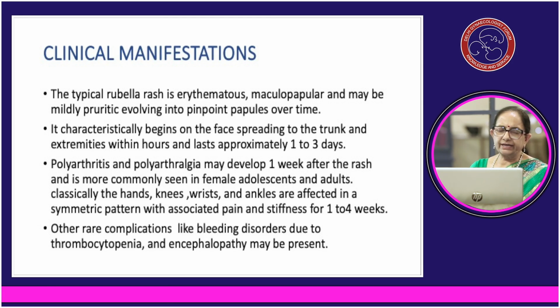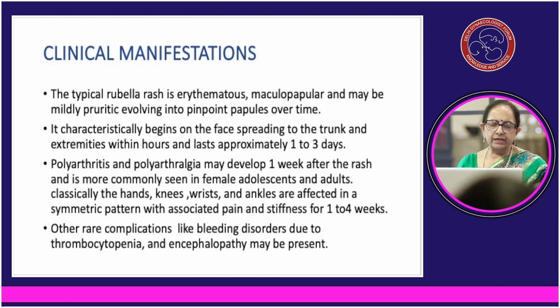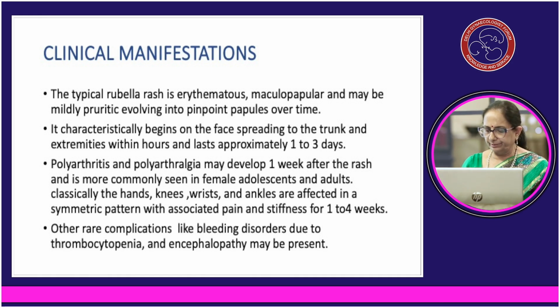Polyarthritis and polyarthralgia may develop 1 week after the rash and are more commonly seen in female adolescents and adults. Classically, the hands, knees, wrists, and ankles are affected in a symmetric pattern with associated pain and stiffness for 1 to 4 weeks. But in most of the cases, the patients recover. There are no longer-lasting sequelae. Other rare complications like bleeding disorders due to thrombocytopenia and encephalopathy may be present.